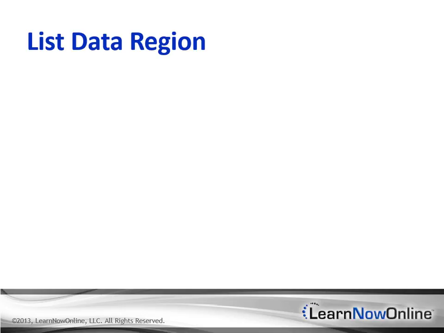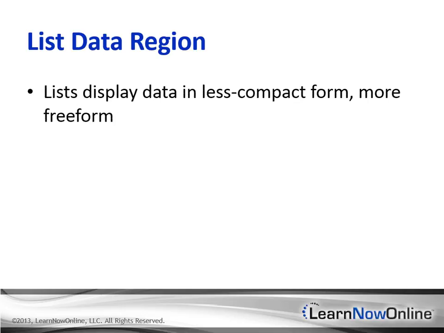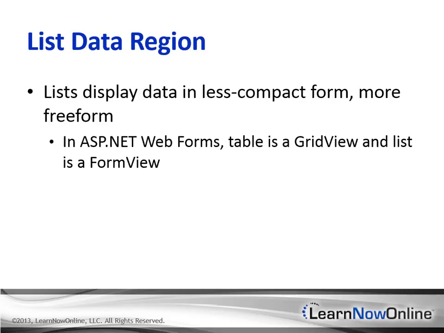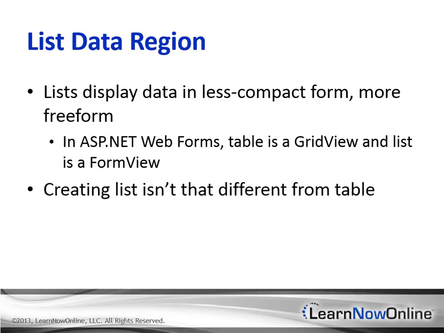Table data regions display repeating rows of data in a spreadsheet-like format, with one row on the report more or less corresponding to one row from the data region's data set. List data regions, in contrast, display data in a less compact fashion. If you're familiar with developing ASP.NET Web Forms pages, a table data region is similar to using a grid view control, whereas a list data region is more analogous to a form view control. Don't worry if you're not familiar with those.